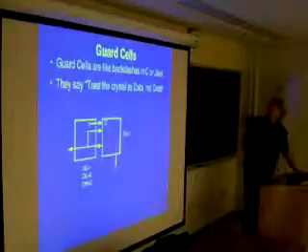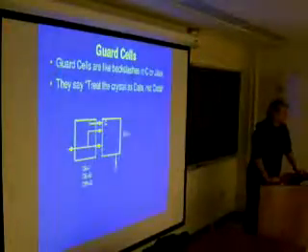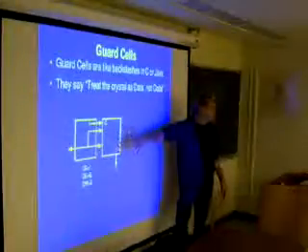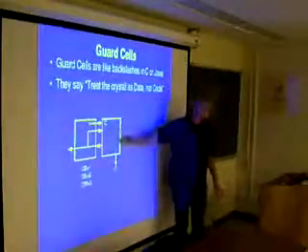Oh yeah, so I've mentioned this last time. Guard cells are basically like backslashes in Java. They basically tell the matrix, this is just data. Okay, don't interpret it as code. Don't let it do anything. Just treat it as data.